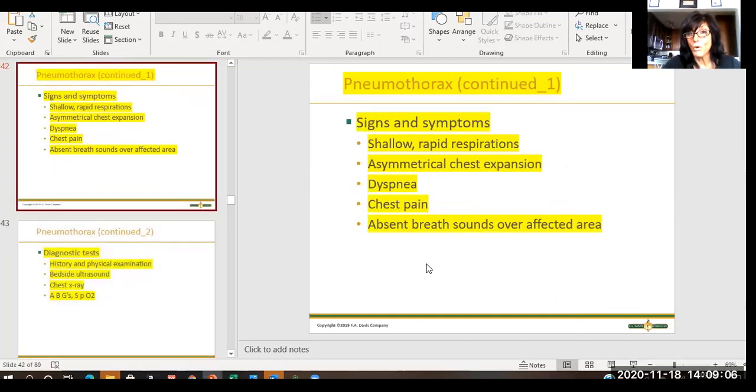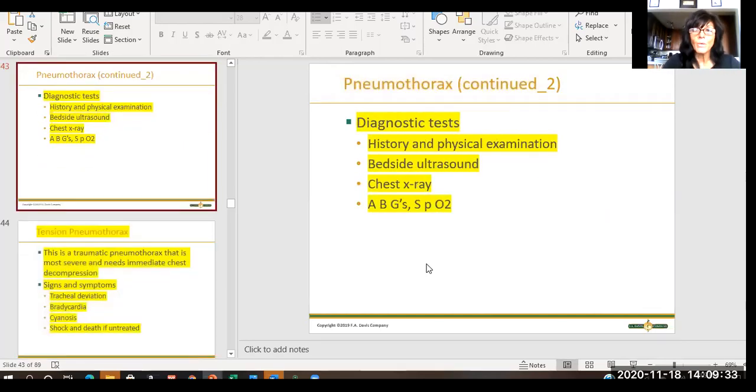Signs and symptoms of a pneumothorax: shallow, rapid respirations. You will see their chest rising on one side, but not the other. Asymmetrical means not equal, right? So one side is moving up and down, the other side's not doing anything. Asymmetrical chest expansion. Dyspnea, chest pain. And when you're listening, you'll hear nothing. Absent breath sounds over that affected area. Diagnosis: history and physical, ultrasound, chest x-rays, ABGs, right?